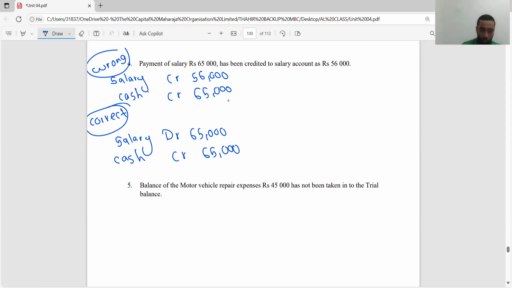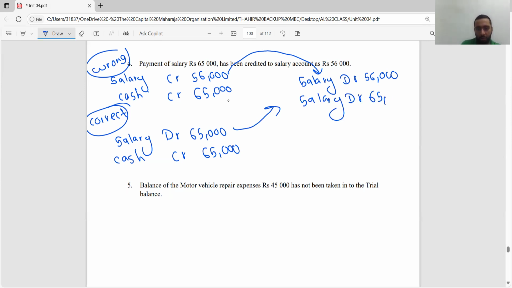What you have to do? First of all, you have to reverse this. Salary debit by 56,000. And then you have to write the correct entry also: salary debit 65,000. Finally, for every debit there has to be a credit. You put the credit in the suspense account. Credit how much? 121,000.